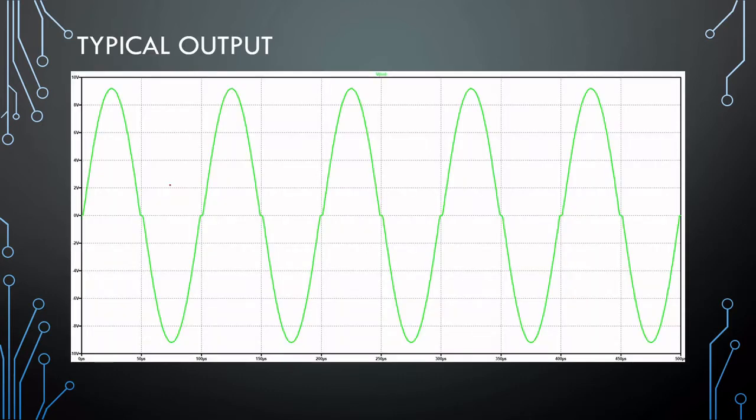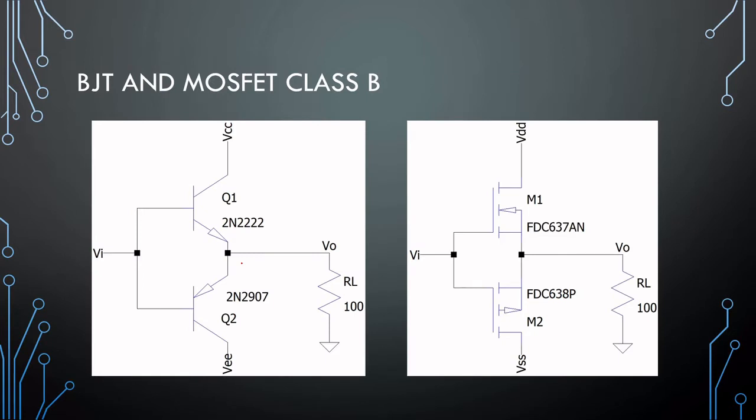Right, so the Class B amplifier is probably the most efficient of the lot, but it has one small problem, and it is that it has crossover distortion. So to understand where this comes from, we need to look at the schematics. On the left is our BJT, on the right is our MOSFET configuration. Right, so we have a NPN and a PNP transistor, complementary, so we typically want them to be roughly the same.